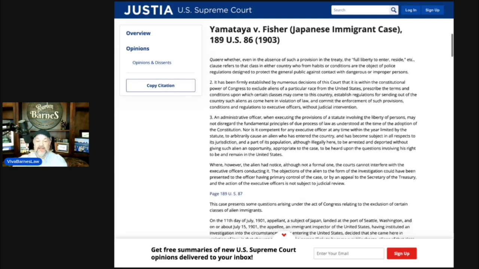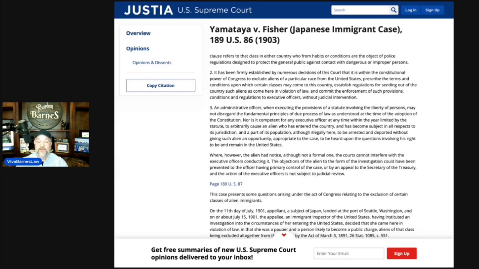Where the alien had notice, although not a formal one, the courts cannot interfere with the executive officer conducting it. The objections of the alien to the form of investigation have to be made to the executive officer and to the executive agency, and is, quote, "the action of executive officers in the context of immigration is not subject to judicial review."